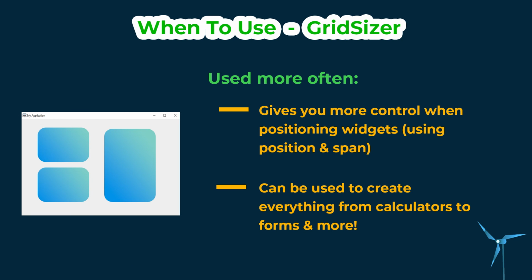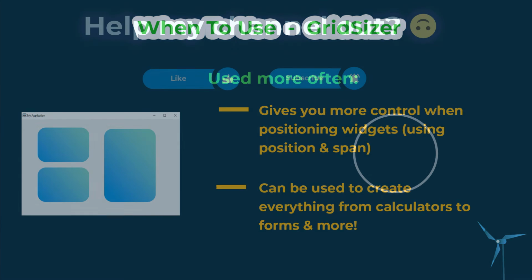But most of the time you would usually want something more complex, and in that case a GridSizer would be much more suitable. This is because you are able to have final control over where the widgets are positioned and if they span across multiple rows and columns, for example. And you can realistically use them for anything from calculators to login forms to basically most designs that you could think of. Alright, that's all for this video.